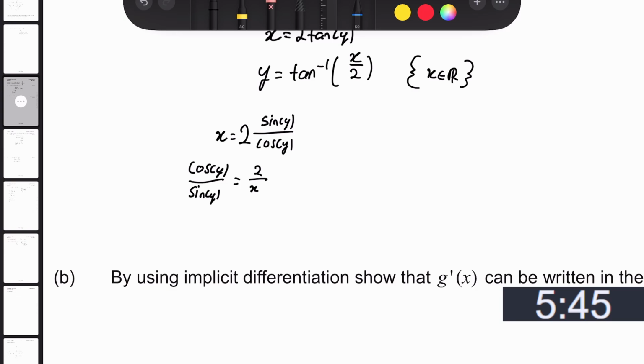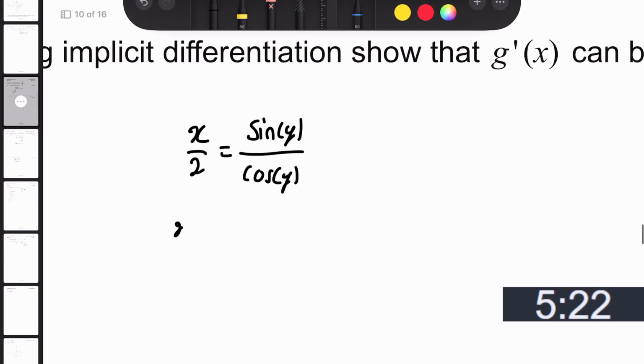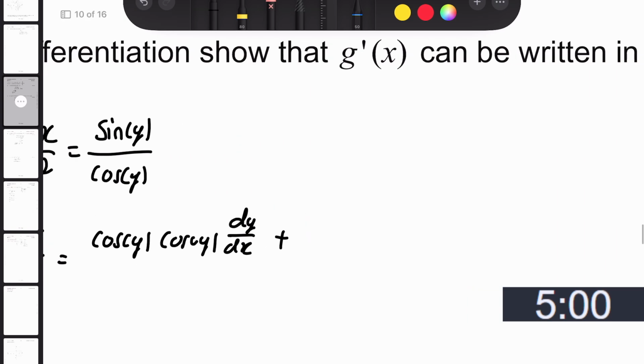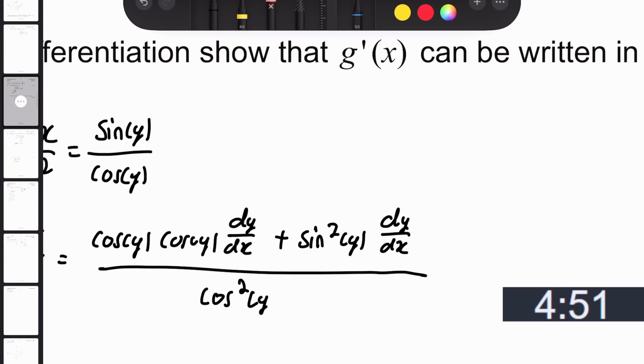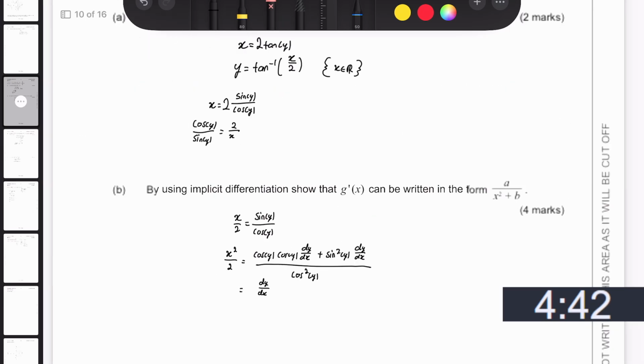Okay, it says implicit differentiation, so there's probably a y somewhere. Let's just do x on 2 equals sine of y over cosine of y. Then let's say that x squared on 2 equal to the top is cosine of y dy dx minus the bottoms are plus sine squared of y dy dx all over cosine squared of y. Then this is going to be dy dx plus 1. Okay, wait a minute.